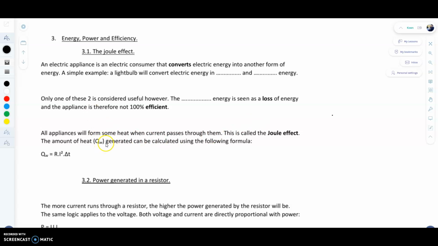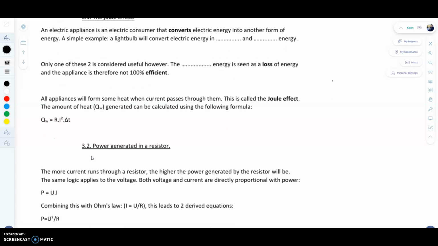The amount of heat generated can be calculated using this simple formula or equation. The amount of heat generated is directly proportional to the resistance of the appliance. It is directly proportional to the amount of current that flows through it, and you have to square it in this case. And it is directly proportional with the amount of time that has passed. All of these are, of course, used in SI units, so use seconds for your time in this case.